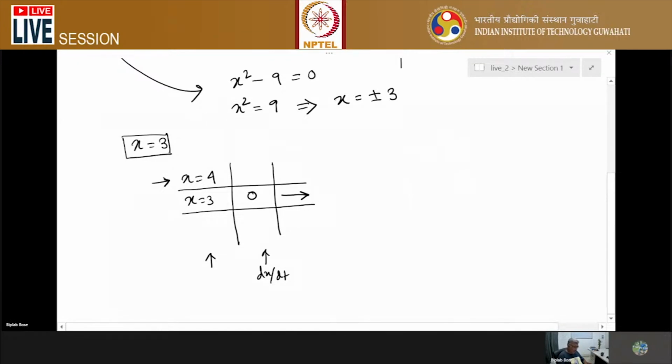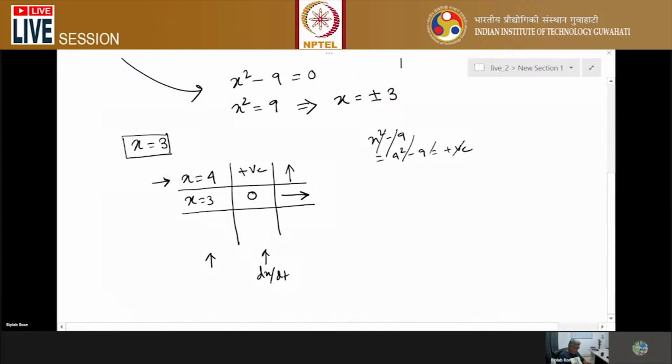If x equal to 4, then x square minus 9 is equal to 4 square minus 9. So this is actually a positive value, 16 minus 9, right? So I will write positive. I don't need the exact value, right? So let us delete that. So it is positive, that means my arrow will go up.